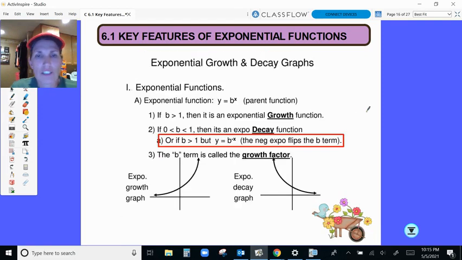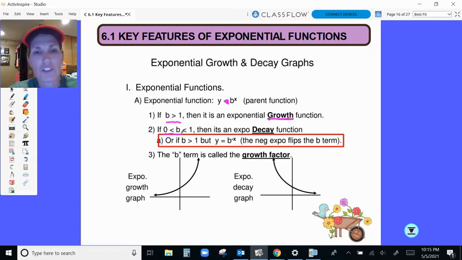Now we're going to take a look at exponential growth and decay graphs and what they all mean. First of all, it's in this form right here. Remember, it's a times b to the x. If b is greater than 1, it represents a growth function.